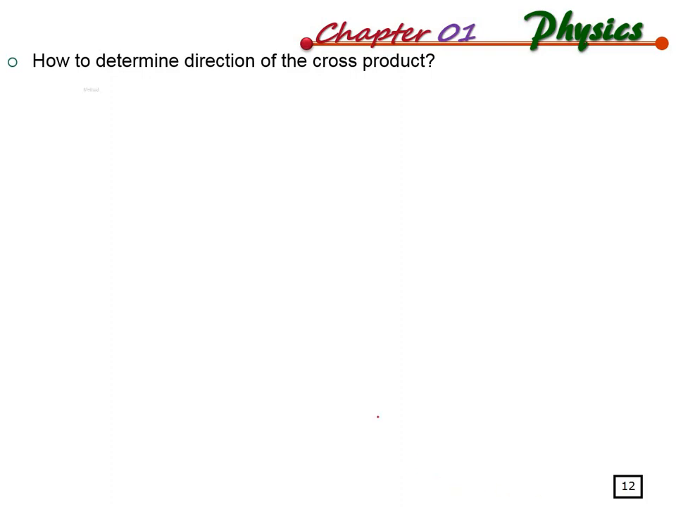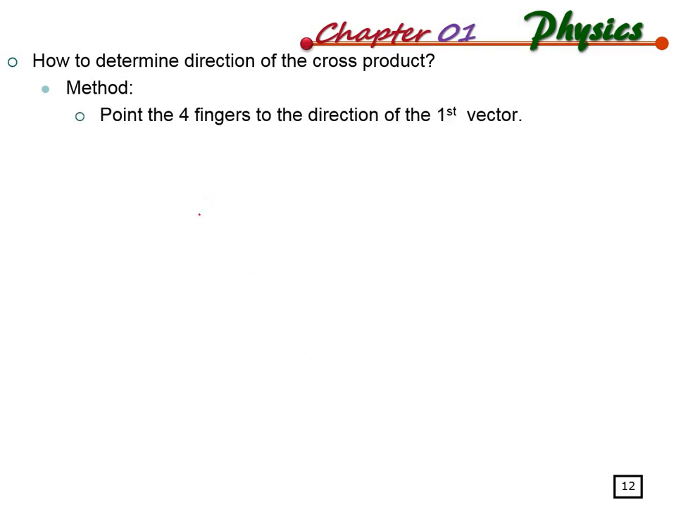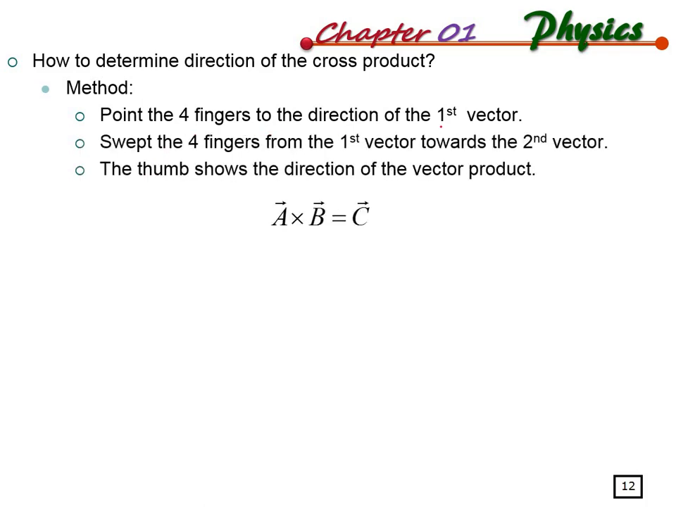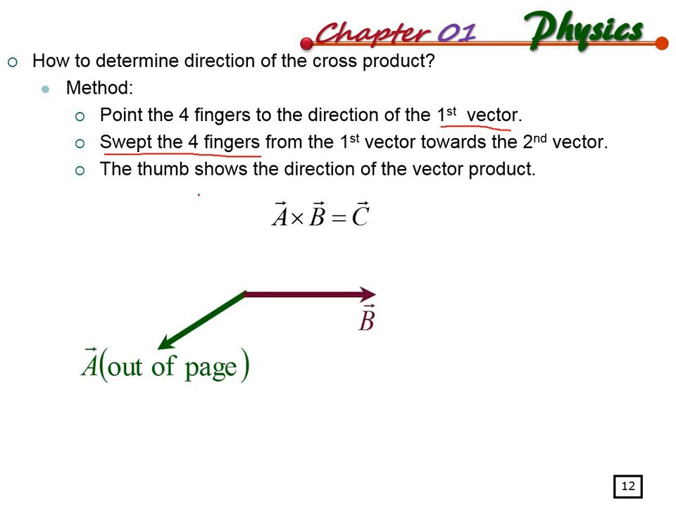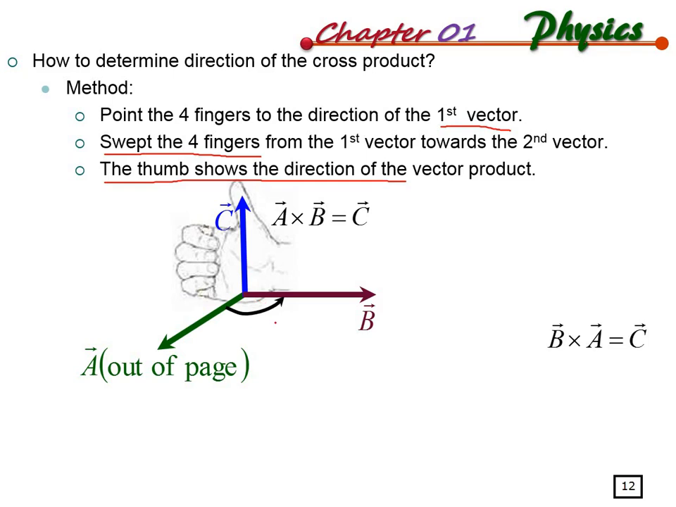How do we determine the direction of the cross product? You use the right hand rule by pointing the four fingers in the direction of the first vector and then sweeping the four fingers from the first vector towards the second vector. The thumb shows the direction of the vector product. So, in the form vector A cross vector B equals vector C, look at here. In this first situation, vector A is out of the page and B is along the x-axis, so the product of vector A cross vector B is vector C pointing to the top.